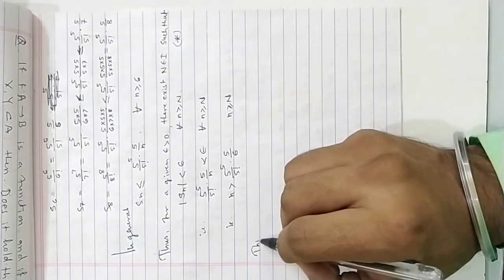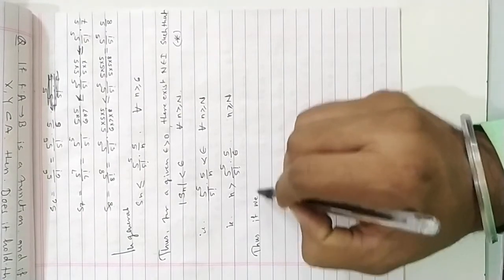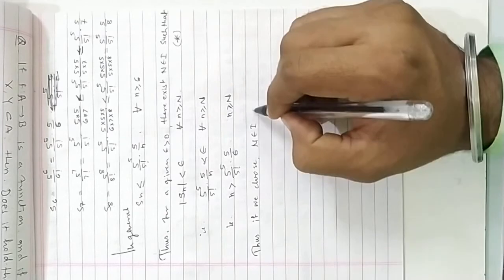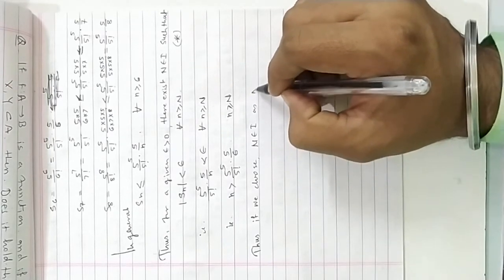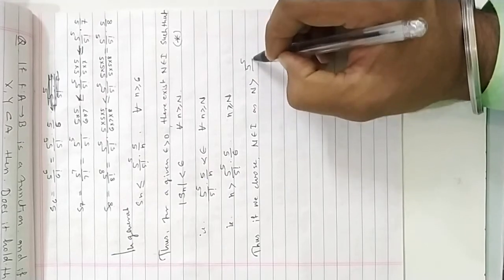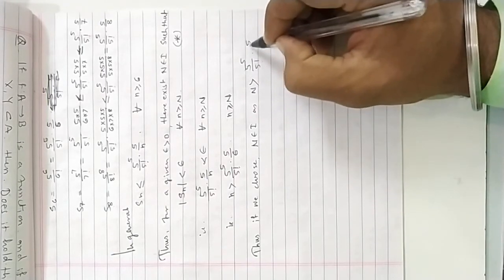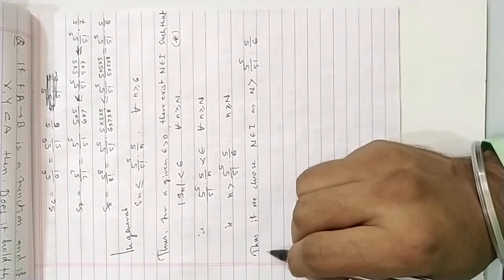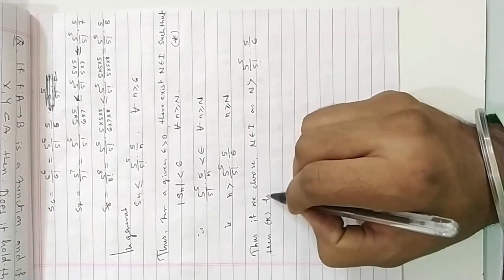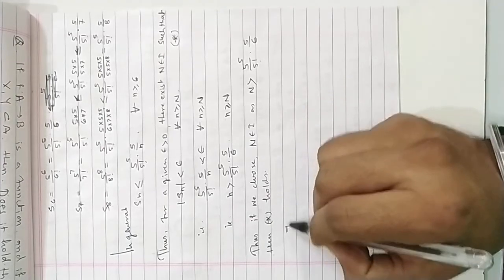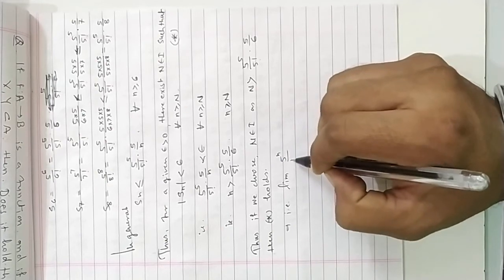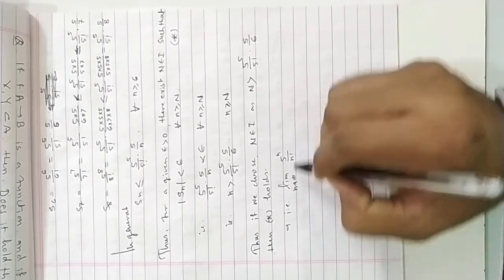So if we choose the positive integer N to be at least greater than 5 raised to 5 upon 5 factorial into 5 upon epsilon, then star holds. So the limit of 5 raised to n upon n factorial is 0.